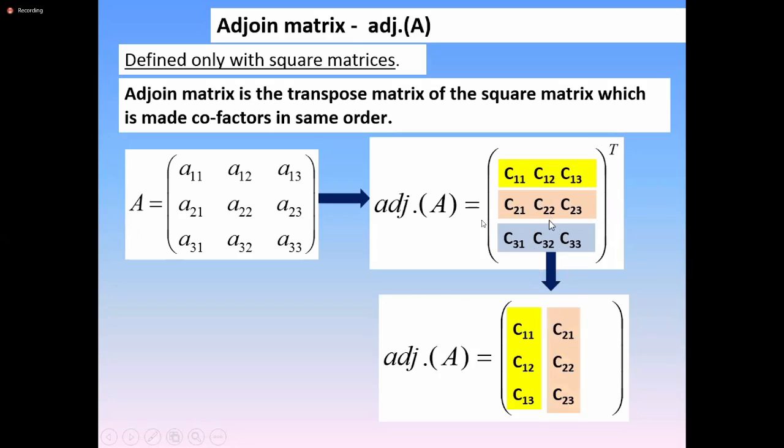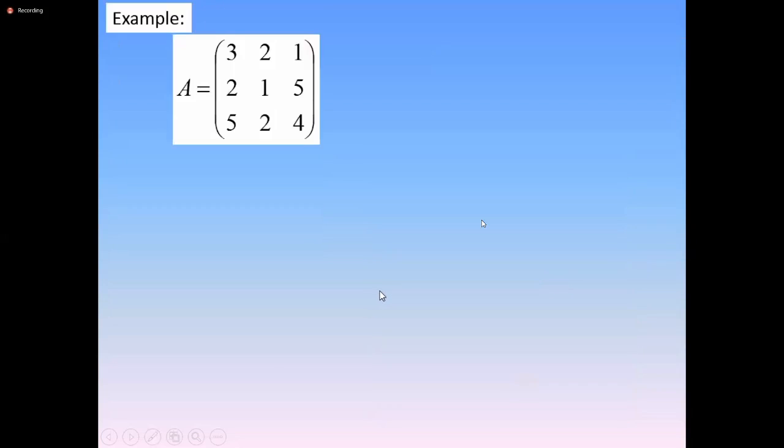So that is made by transposing. So that is the adjoint matrix. That's all. Adjoint matrix is given by cofactors, but after transposing them, not in the original positions. Example. Then I will calculate the adjoint matrix as quickly as possible.